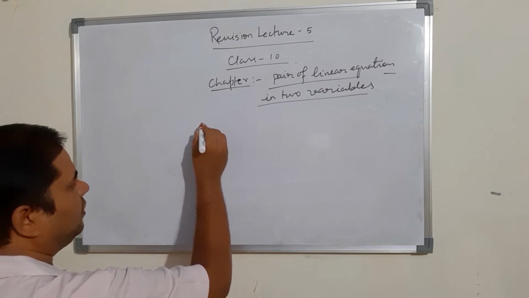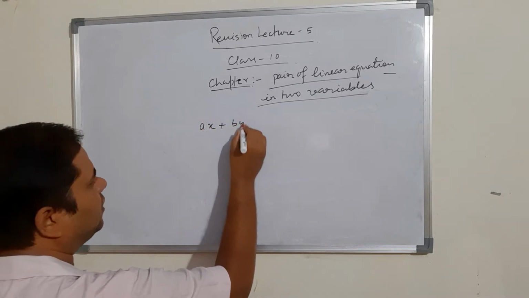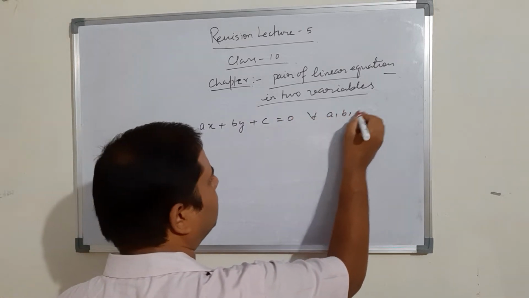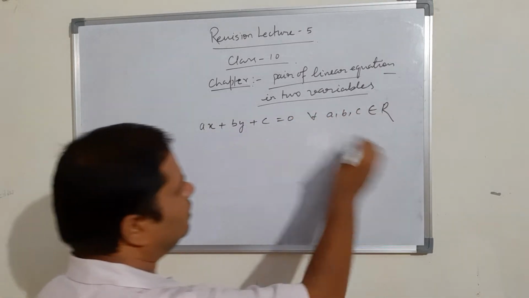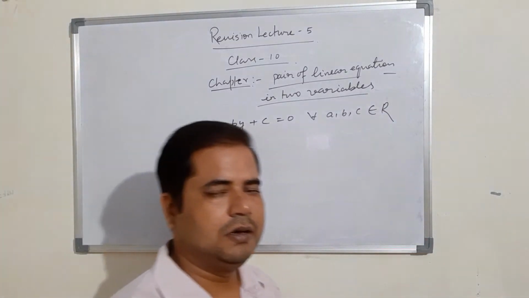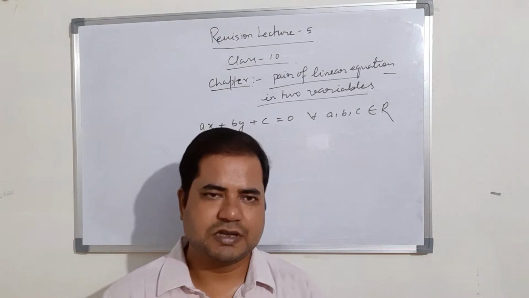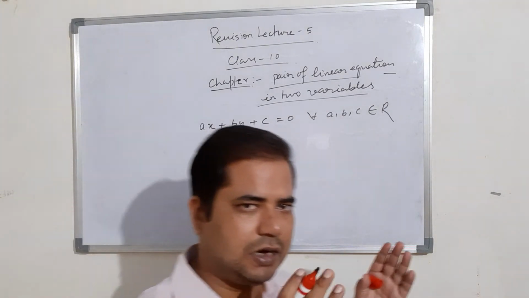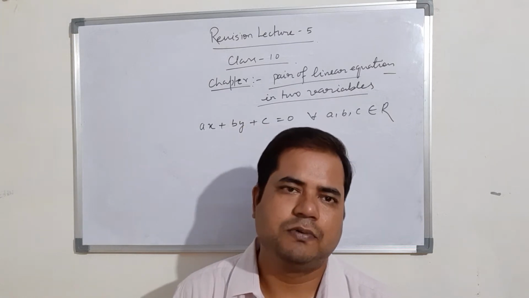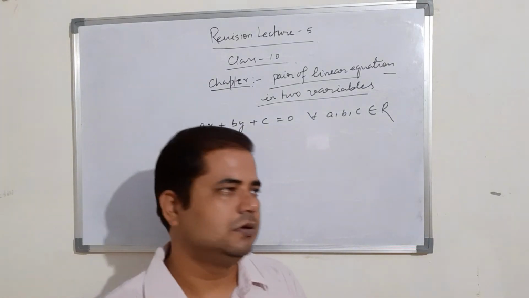So first of all, definition, what is the pair of linear equation? So an equation of the type ax plus by plus c is equal to 0 for each a, b, c belongs to real number is known as linear equation in two variable. If this equation is present in pair, that means if there are two equations, then it is known as pair of linear equation in two variable.